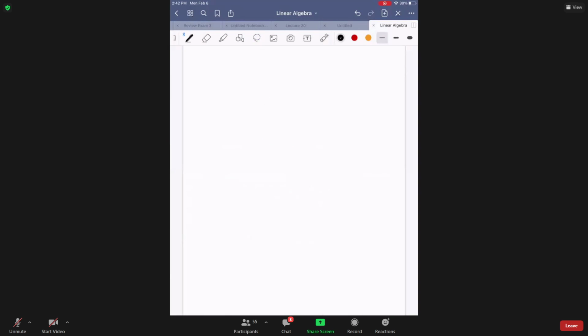Okay, so let me do that. So we can use the checkerboard pattern to determine the sign of the cofactors. And I mean by that, by like this.